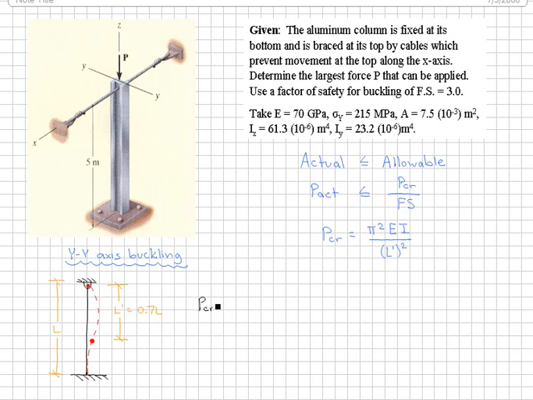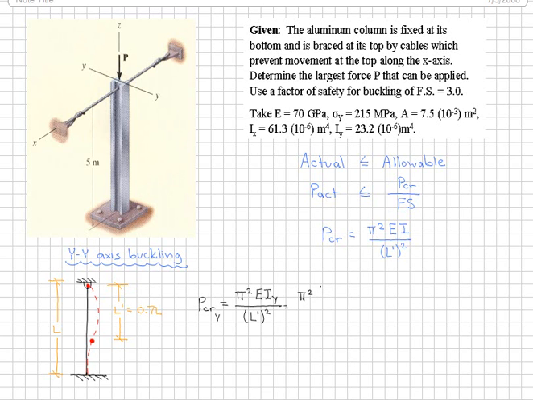We now have the information we need to calculate the critical buckling load about the weak axis of the column, which I'll call P critical sub Y. We can begin with writing our equation out once again. We're going to use the moment of inertia about the weak axis, or the y-axis, and we can start substituting values from the problem statement.